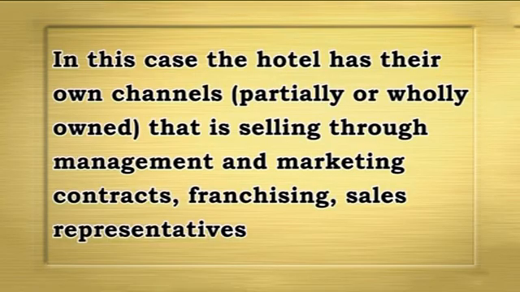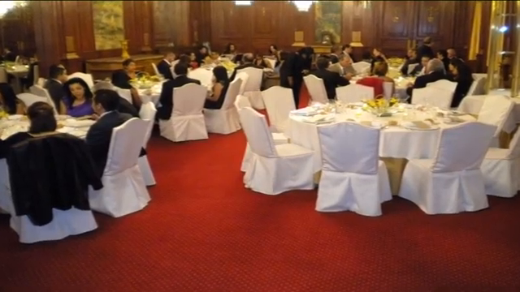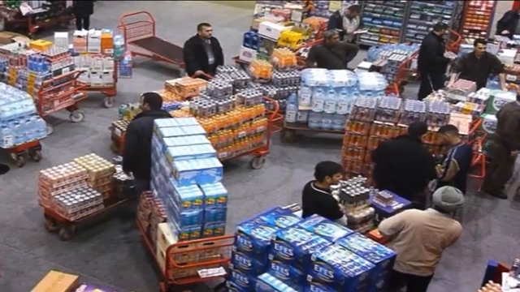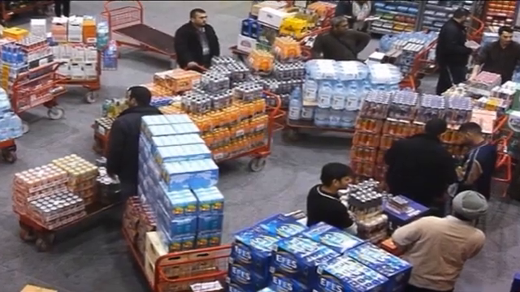In this case, the hotel has their own channels, partially or wholly owned, that sell through management and marketing contracts, franchising, and sales representatives. Channels 2 and 3 are indirect distribution, that is, they involve intermediaries. In channel 2, one intermediary or retailer is used. A retailer sells goods or services directly to the end user. A retailer buys products or services from the manufacturer or wholesalers.